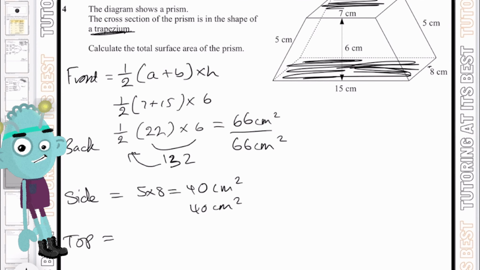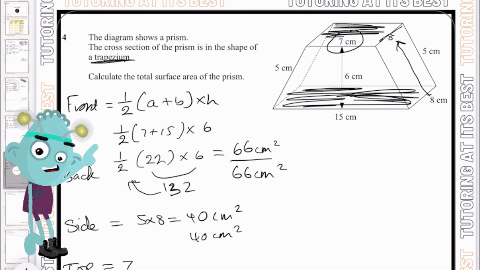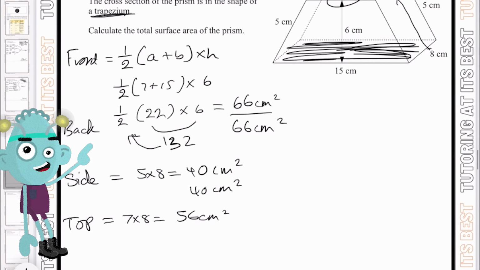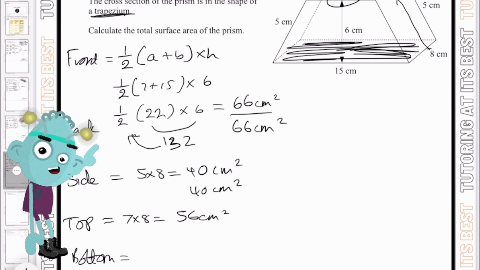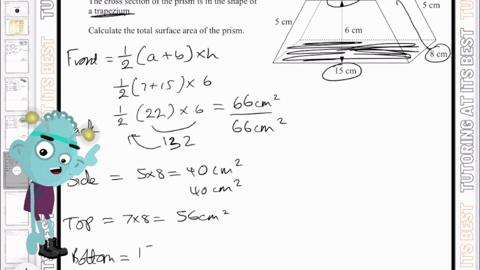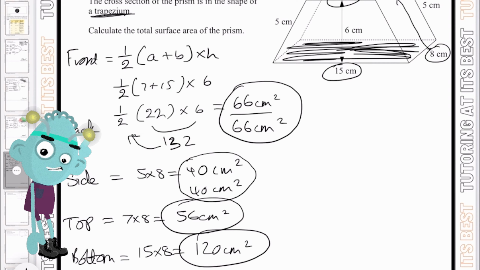And with this, you can simply see that we've got a 7 by our 8. So again, 7 times 8 gives us 56. But our bottom is going to be much larger. So if we go with our bottom, we know we're going with a 15 multiplied by 8. And that there gives us 120 centimeters squared. So with that in mind, we've now got our front, our back, our two sides, our top and our bottom. So again, we need to now get the total of this.